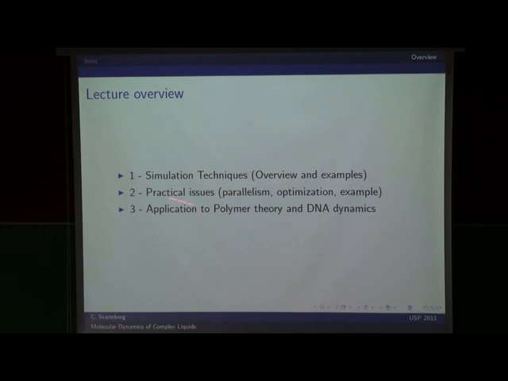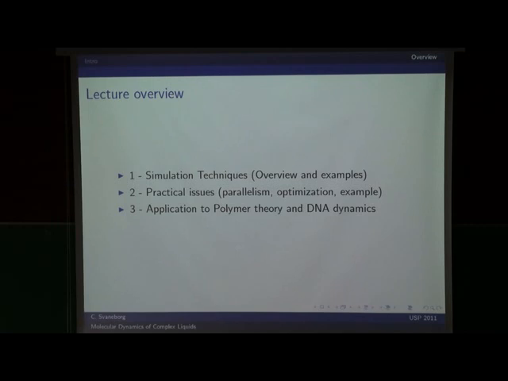This afternoon I want to discuss some practical issues. This is good if you want to run simulations. If you don't want to run simulations, I'm afraid it will probably be a bit boring. But I think if you want to run simulations, you need to have some practical knowledge about what goes on inside the computer when you're running a simulation.